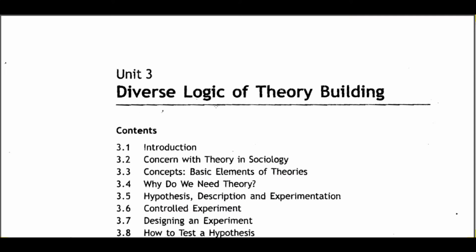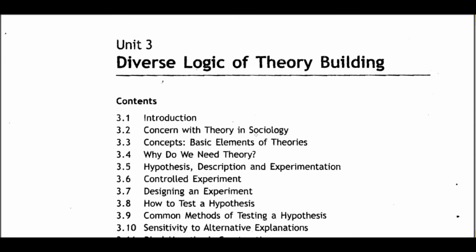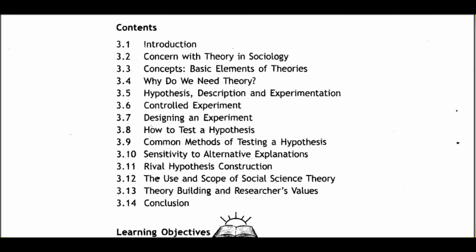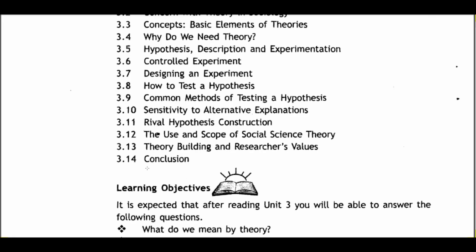Unit 3 Diverse Logic of Theory Building. Contents: 3.1 Introduction, 3.2 Concerns with Theory in Sociology, 3.3 Concepts: Basic Elements of Theories, 3.4 Why do we need theory, 3.5 Hypothesis, Description and Experimentation, 3.6 Controlled Experiment, 3.7 Designing an Experiment, 3.8 How to test a hypothesis, 3.9 Common methods of testing a hypothesis, 3.10 Sensitivity to alternative explanations, 3.11 Rival hypothesis construction, 3.12 The use and scope of social science theory, 3.13 Theory building and researchers' values, 3.14 Conclusion.